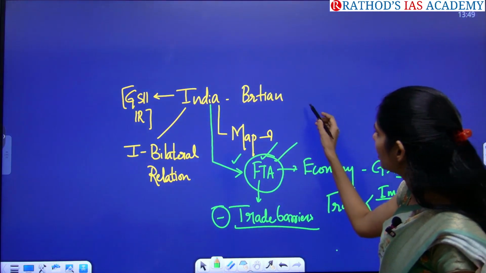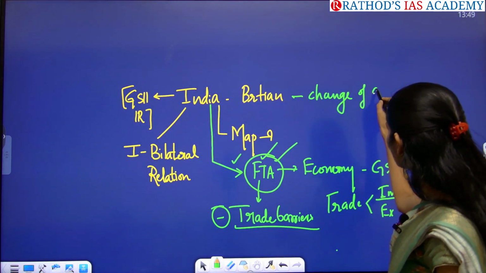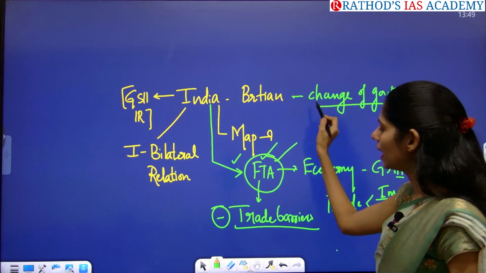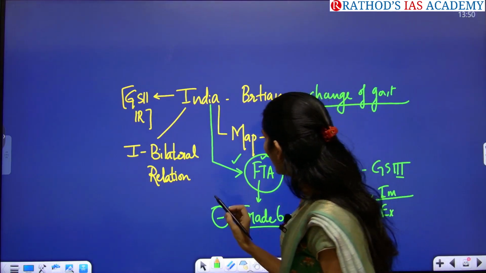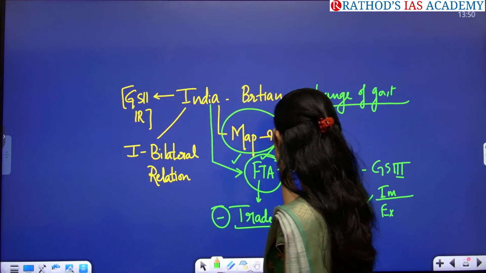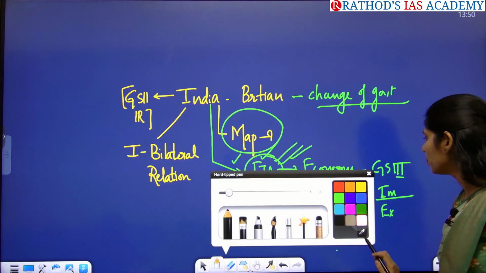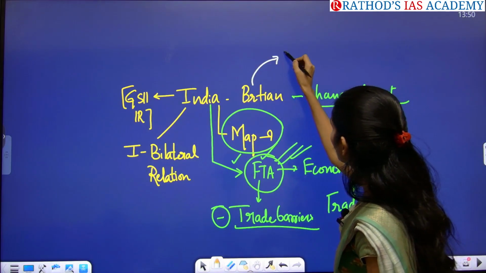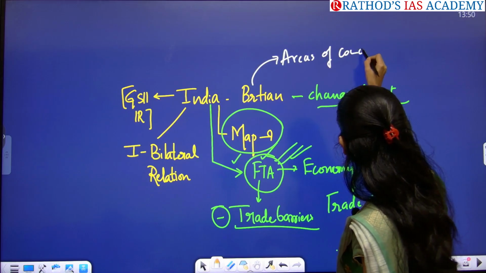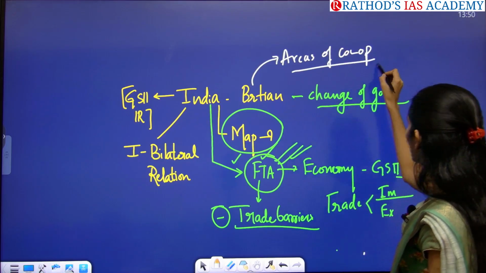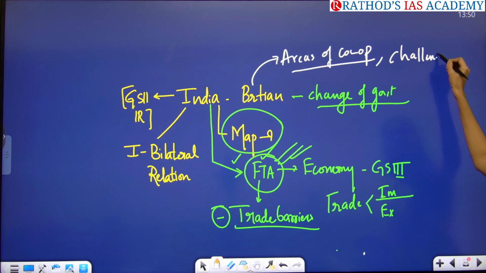But now there is a change of government, so because of this change we expect that this free trade agreement will happen soon. Here you have to see three dimensions. The first is map-based, the second is the free trade agreement, and one more dimension to focus on is areas of cooperation between India and Britain, and even the challenges.